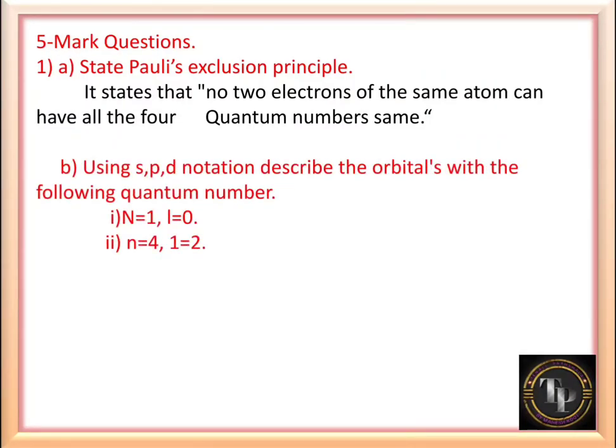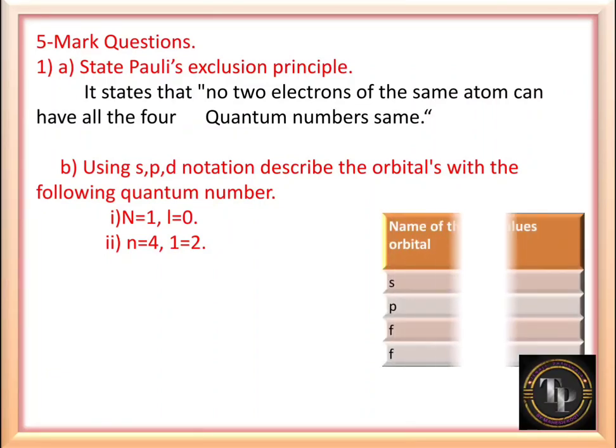Using SPDF notation, describe the orbitals with the following quantum numbers. Now already we have discussed this type of problem. They are asking for the orbital. N is 1, which indicates the principal quantum number is 1. So the value we have to write in front of the orbital is 1. If L is 0, I told you the chart, have you remembered? L is 0, S orbital. L is 1, P orbital. I have given that chart, you see. If L is 2, D orbital. Sorry, here also SPDF, guys. It is not SPFF. SPDF, 0, 1, 2, 3.